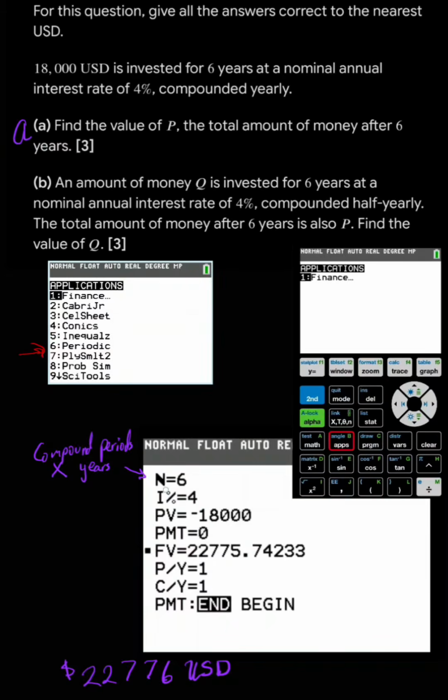We need to fill in these numbers. N is the compounding periods times a year. In this case, we're compounding yearly, so compounding period is going to be 1. The years is going to be 6, since we have after 6 years. So 1 times 6 is 6. That's why I have 6 there.